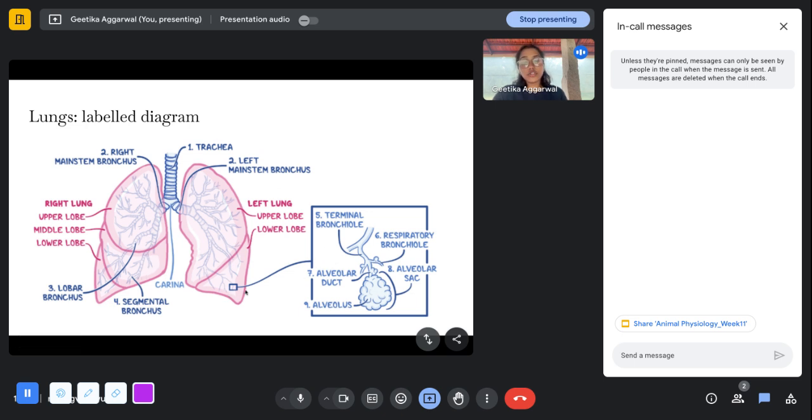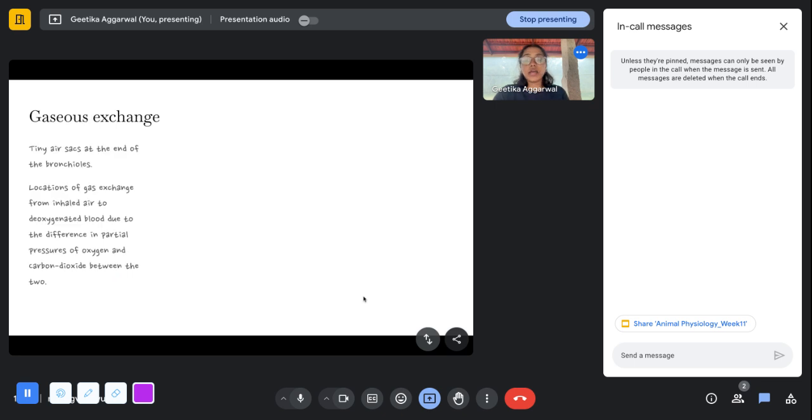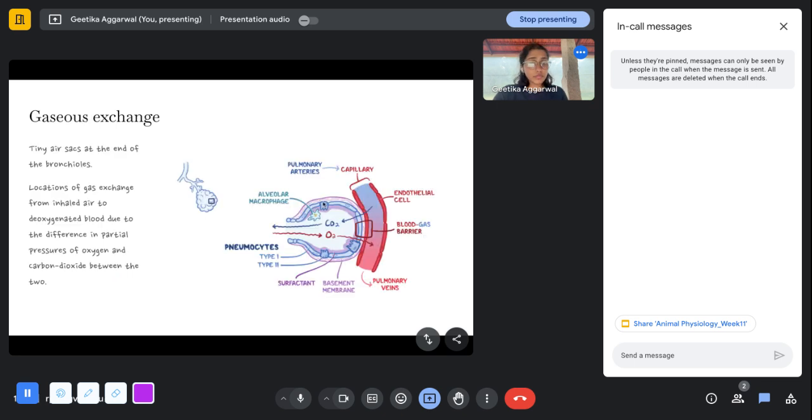And the smallest structure where the actual exchange of gases happens is called the alveolus. And as you can see here, each alveolus receives a capillary, and they are very closely bound together. And because of the difference in the partial pressure of carbon dioxide and oxygen, an exchange of these two gases happens between the alveolus and the capillary.